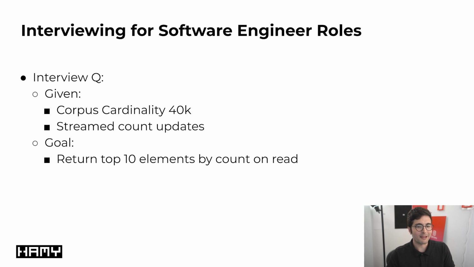basically they gave me a problem where we had a corpus of data with a cardinality of about 40,000, and then they were going to stream updates that needed to update the counts or the weights, I guess, associated with each of these pieces of data. And what they wanted you to do is to return the top 10 elements by count on read in an efficient manner.